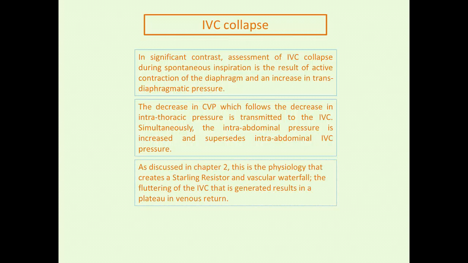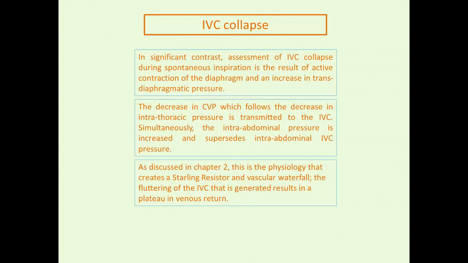And as we talked about in Chapter 2, this is the Starling resistor physiology, and that is when the ambient pressure is above that of the intravascular pressure, and it collapses the blood vessel. And this leads to a plateau in flow. It doesn't cease flow because the instant that the vessel collapses, the upstream vascular pressure then supersedes the transmural pressure, and it instantaneously opens and then collapses, then instantaneously opens and collapses. So flow just hits a plateau.